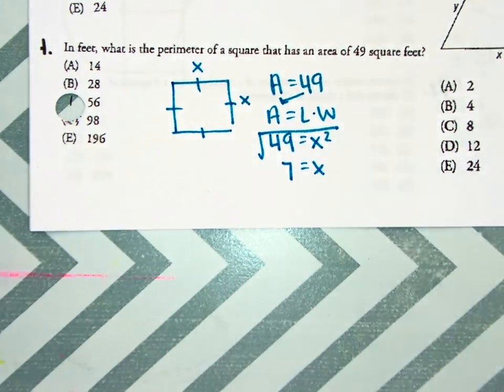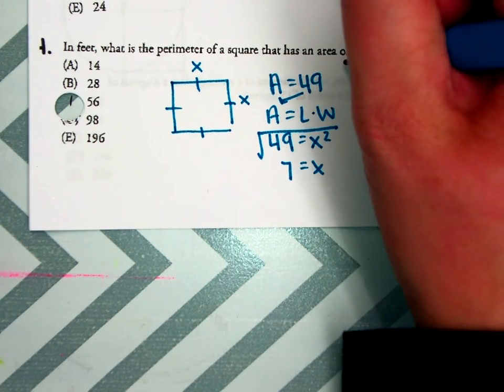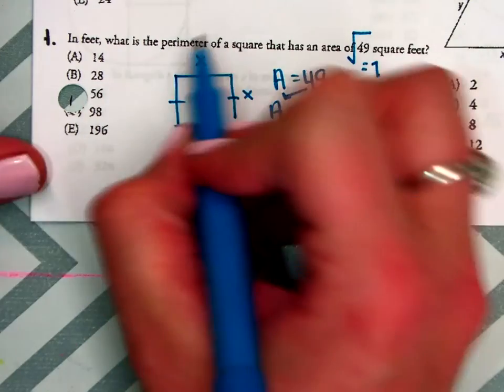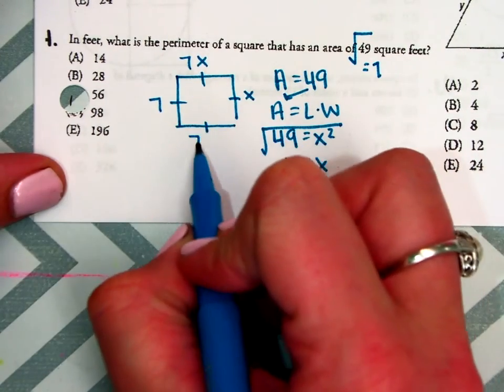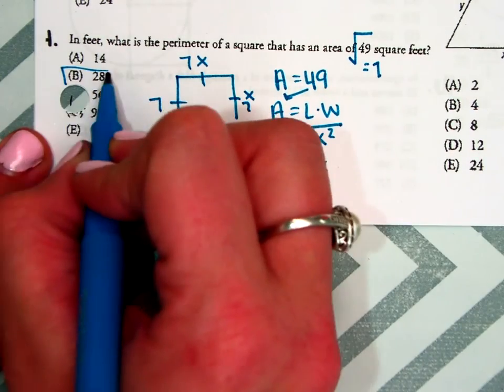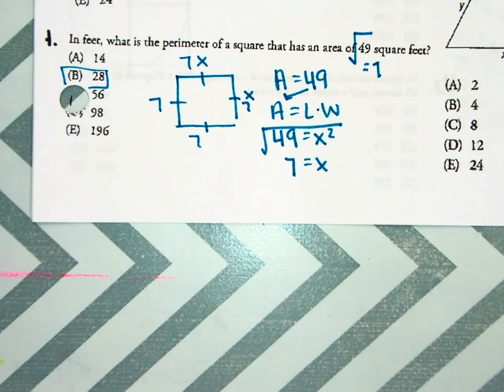So whenever you're dealing with areas of squares and you're trying to find a side length, you can just square root the area, and that will give you the length of the sides. So all of these sides are 7. 7 times 4 is 28, and we're looking for perimeter here, so I'm just going to add them all up.